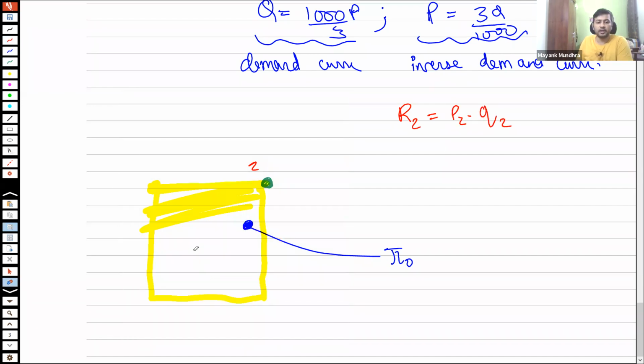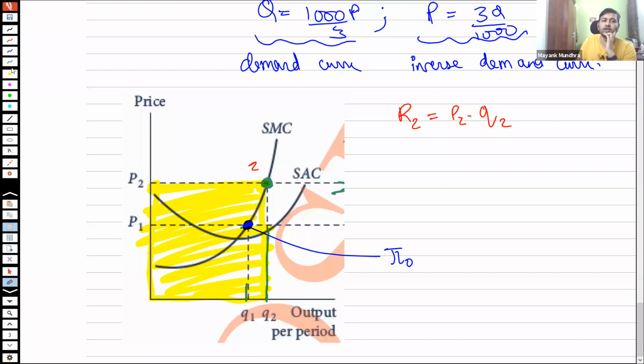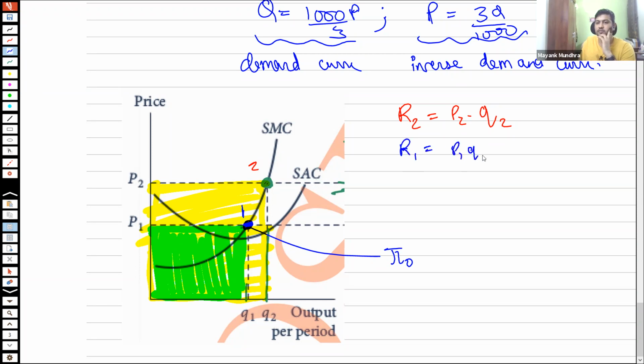Now, if I want to compare the change in revenue, the initial revenue was this much. This was initial revenue, P1 Q1. Revenue at point 1 was P1 Q1. So the change in revenue is equal to P2 Q2 minus P1 Q1. So this becomes your delta R. The border of this rectangle becomes the change in revenue.